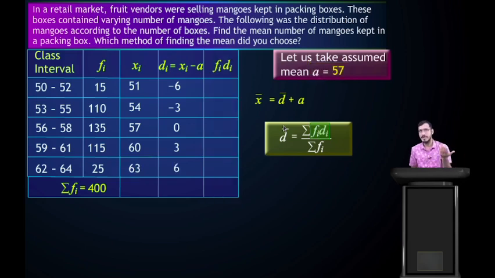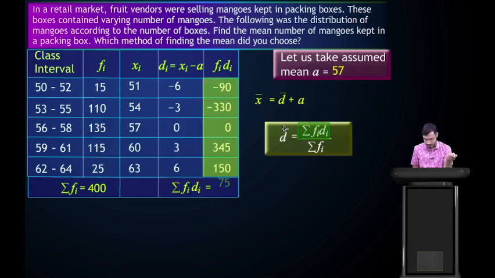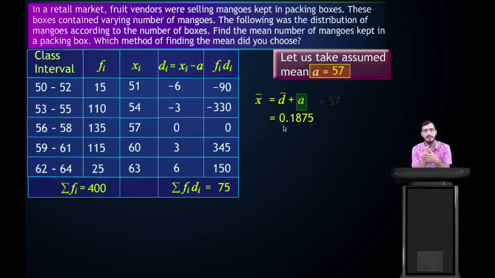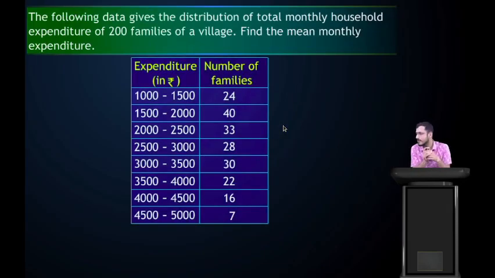Now in the next column, the multiplication of f_i and d_i, that is minus 90, minus 330, minus 135, 0, 345, 150. Then add all the observations here. So sigma f_i d_i is 75, and sigma f_i is 400. So d bar is equal to 0.1875. Now substitute the value of d bar and add 57, so we get 57.1875.